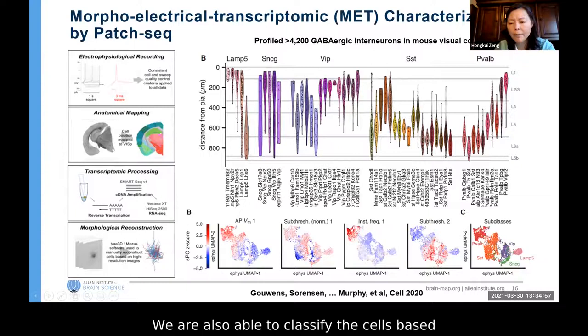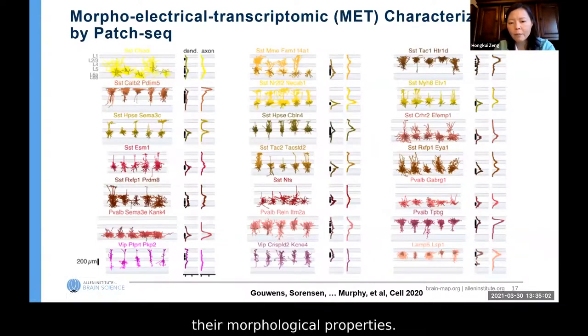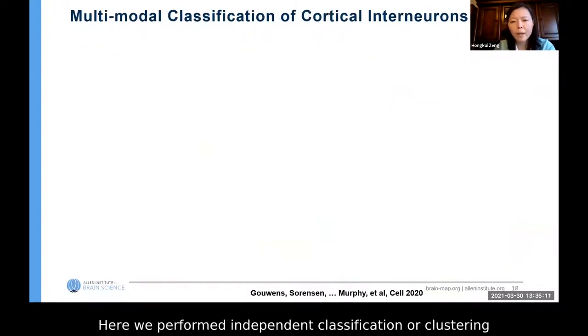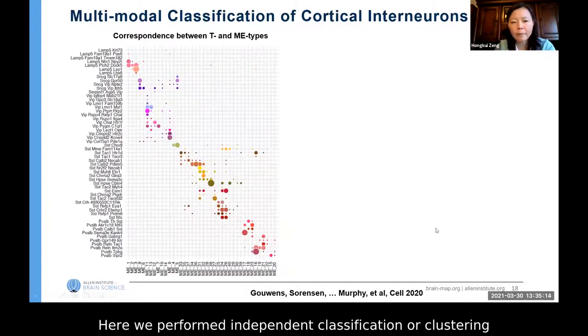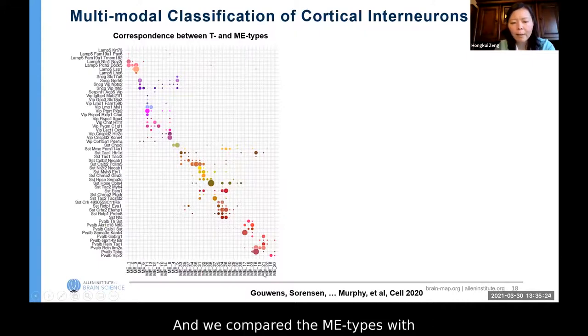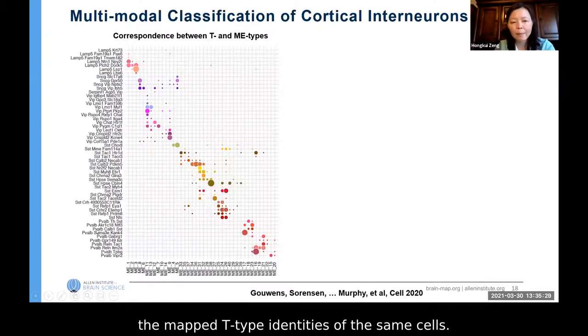We are also able to classify the cells based on their electrical properties, as well as their morphological properties. So how do morphoelectrical properties correlate with the transcriptomic properties? Here, we performed an independent clustering analysis using only morphoelectrical information to derive these ME types. And we compared the ME types with the mapped T-type identities of the same cells.